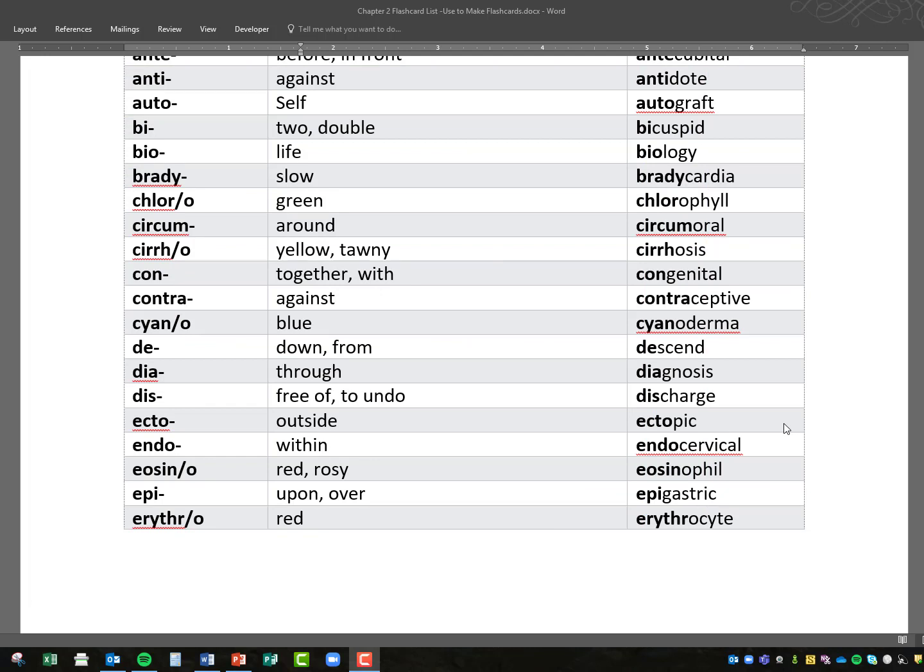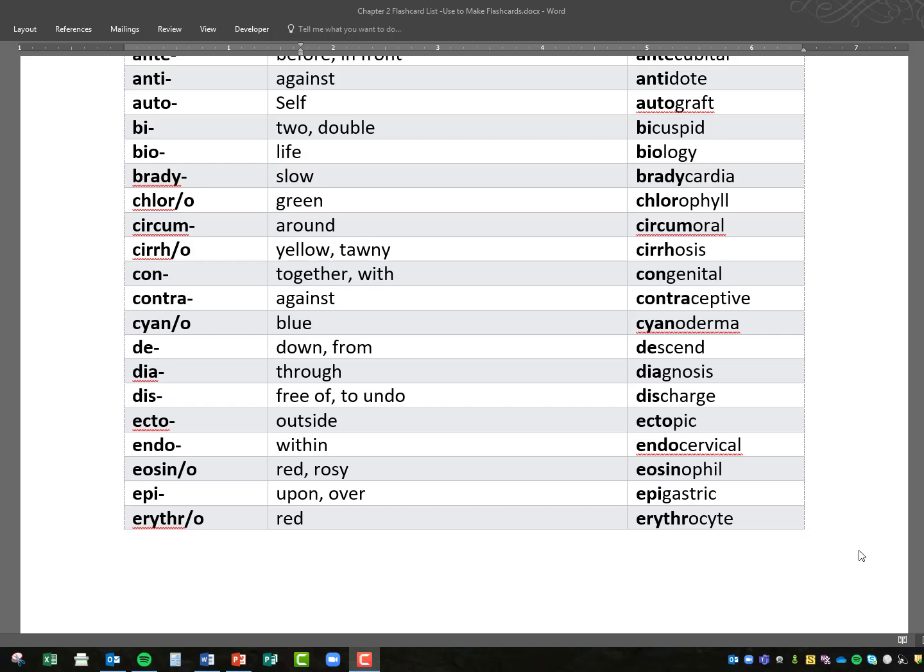Ecto, like ectopic, it's outside. Someone said think about the exit. I don't know if that exactly correlates, but it worked for them. Maybe it'll work for someone else. Endo is within. Endocervical is our word here. Eosin, like eosinophil, red or rosy. It can have both of those meanings. Most of the time when you see eosino, you're going to think rosy. Epi, epigastric, epicondyle. Epi is upon or over.